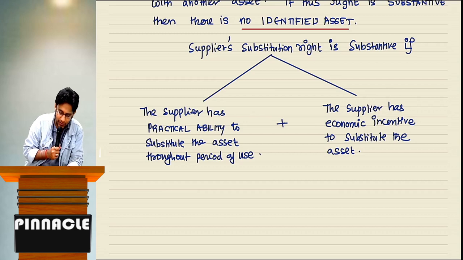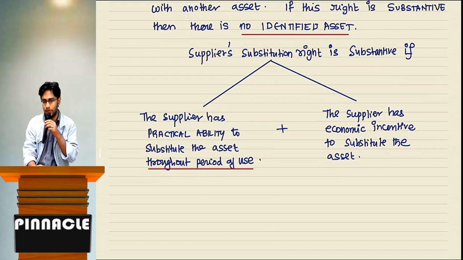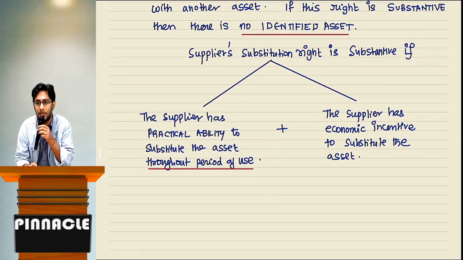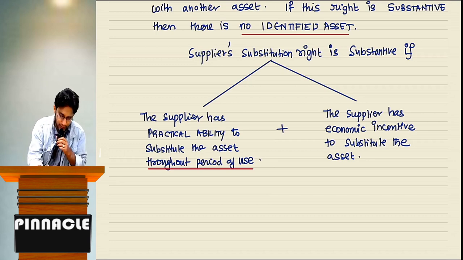So the point I am trying to establish is, the ability to substitute is something you should have throughout the period of usage, not on the happening of a particular event. If you have such a right, then it is not substantive. Right. Next point.